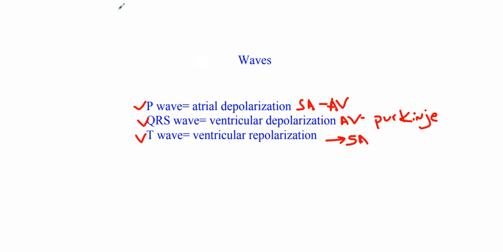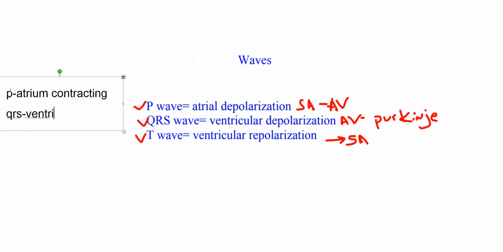Now, you can go ahead and relate these guys to what is physically happening while the electricity is moving there. So in the P wave, that is atrial depolarization. What is happening? The atrium is then, at that point, contracting. And blood is moving out of the atrium into the ventricle. What's happening in the QRS wave? That's where the ventricles are contracting.